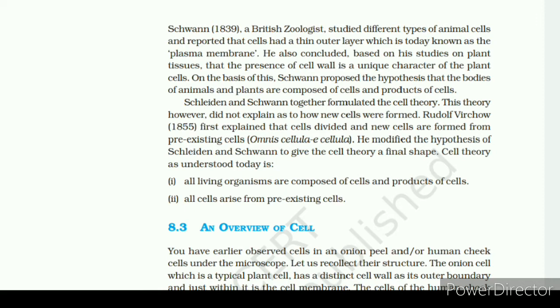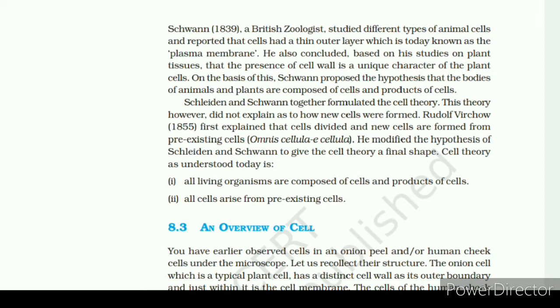Schleiden and Schwann together formulated the cell theory. This theory, however, did not explain how new cells were formed. Rudolf Virchow, in 1855, first explained that cells divided and new cells are formed from pre-existing cells. That is, he modified the hypothesis of Schleiden and Schwann.